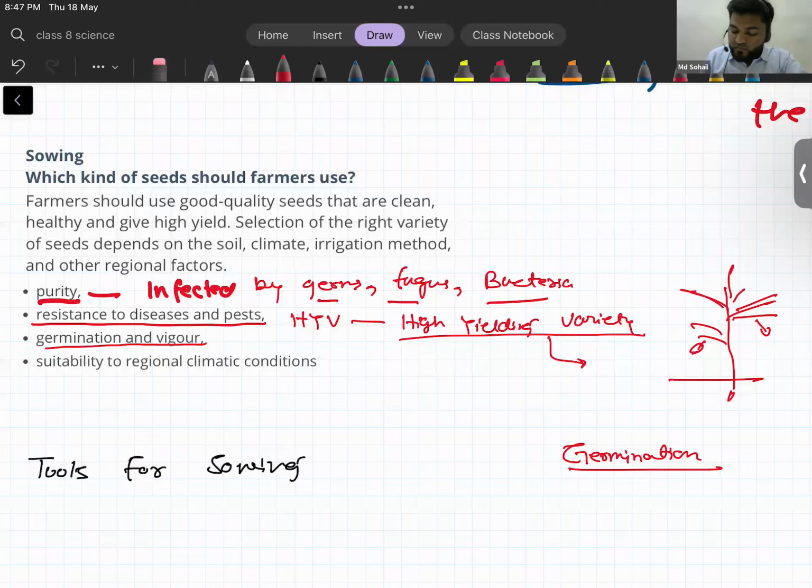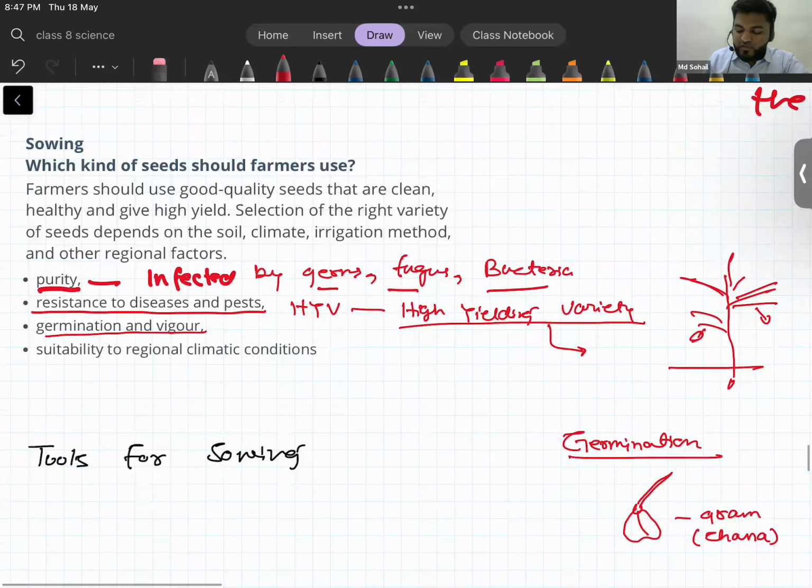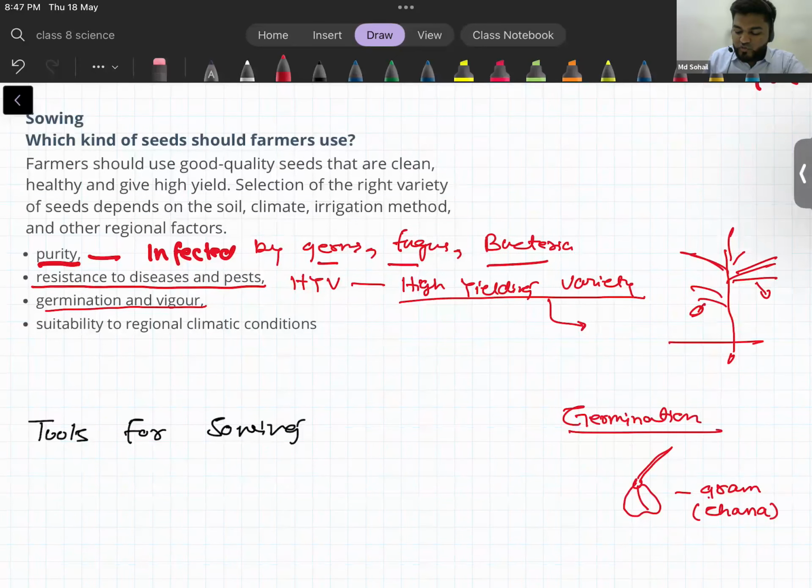Like if you plant the seed into the soil and you observe it after 1 or 2 days, you will see that the roots start coming out of the seed. Let's say this is a gram seed, chana, which we consume. So if you sow a gram seed into the soil, after 1 day or 2 days, you will find roots arising out of it. So why did this root actually come out?